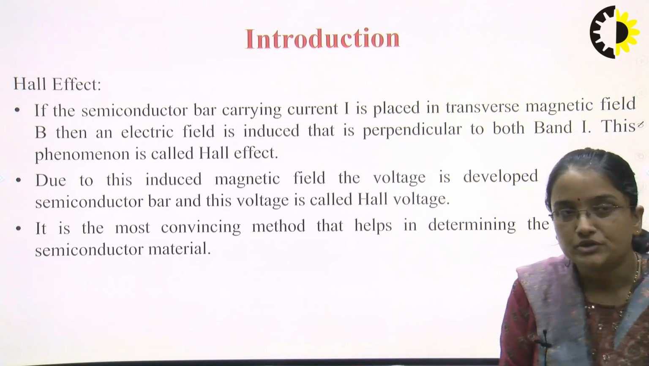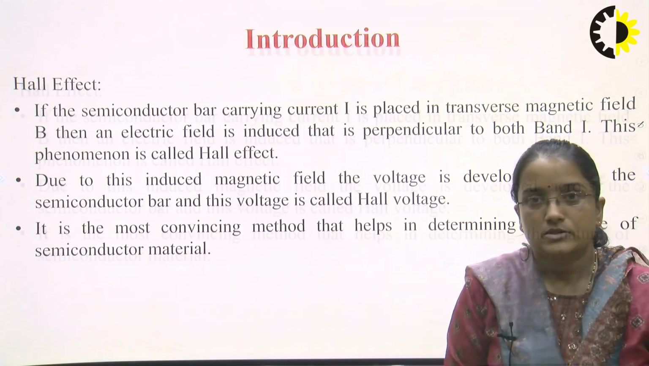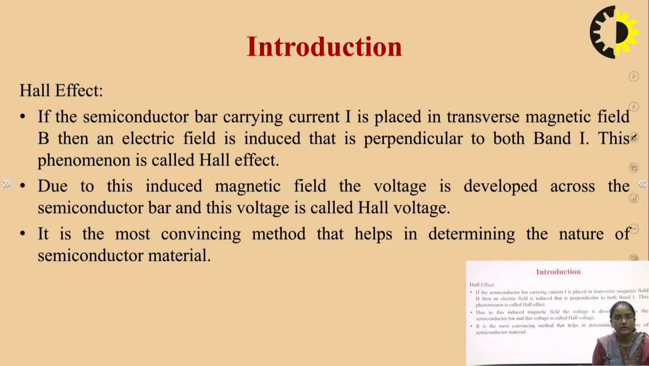the basic introduction, or we can say, what does this Hall effect signify? Basic phenomena. So if we want to define what the Hall effect is, we are giving the basic definition of the Hall effect. In this we consider a semiconductor bar material. If it is placed in a transverse magnetic field B, then an electric field is induced which is perpendicular to both B and I. What is I? I is the current that is flowing through your semiconductor bar, and B is the magnetic field in which you have placed that semiconductor bar.